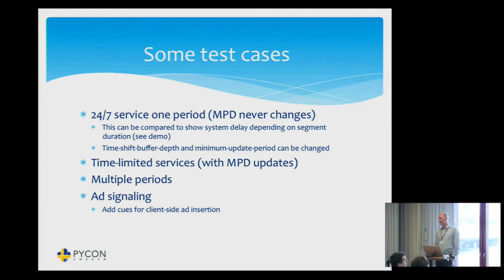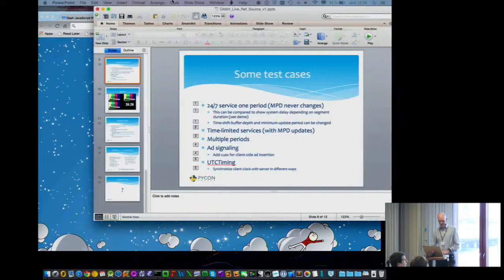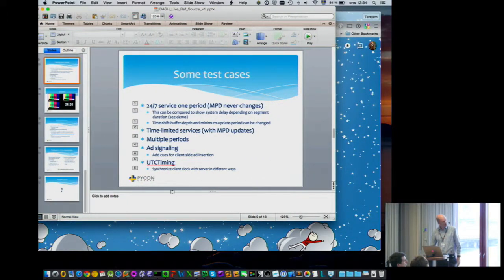I can signal that there are some ads coming, so that on the client side we can do ad insertion in the live stream and get personal ads. I can also add, it's not visible here, UTC timing, which is a way of synchronizing the client clock and the server clock by sending extra headers.